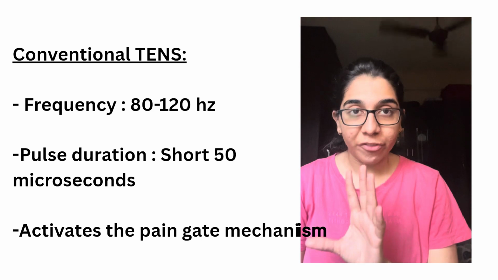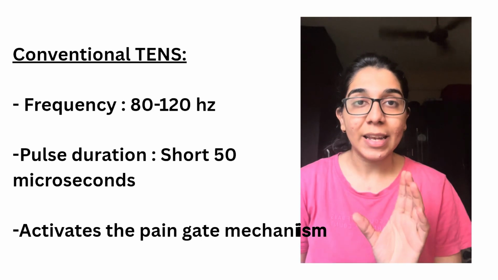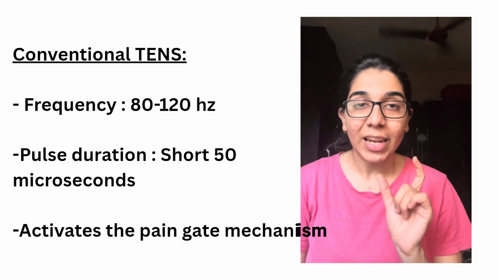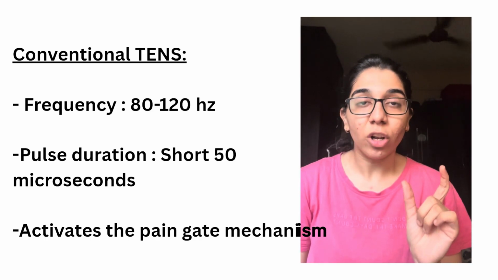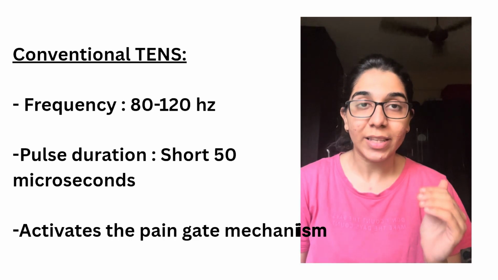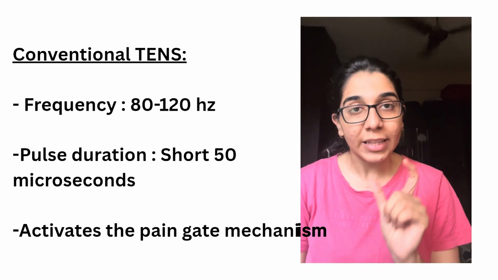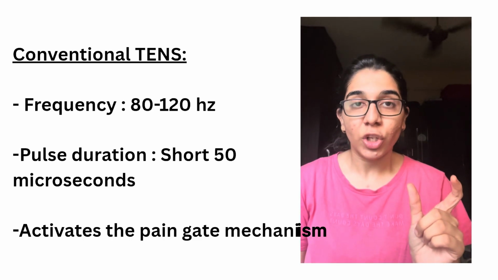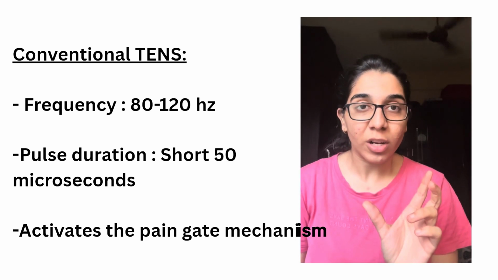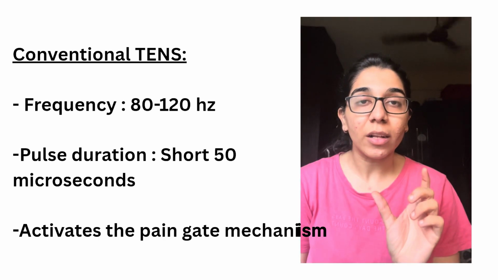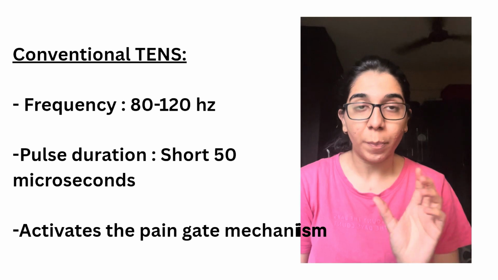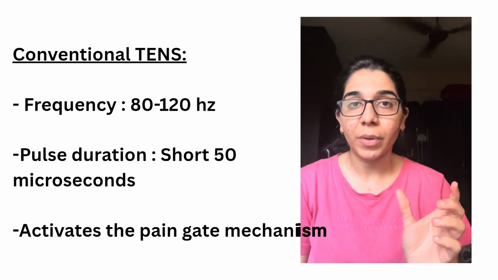For example, in conventional TENS, the pulse duration is less, and as discussed, the larger diameter nerve fibers, that is the A beta fibers, have a lower threshold, and those are the ones that get activated in a lesser duration. So whenever the pulse duration is low, they are the ones that are going to get activated. So the pain gate mechanism is activated, and it is helpful in treating cases of acute pain. So whenever the pain is acute, conventional TENS can be used.